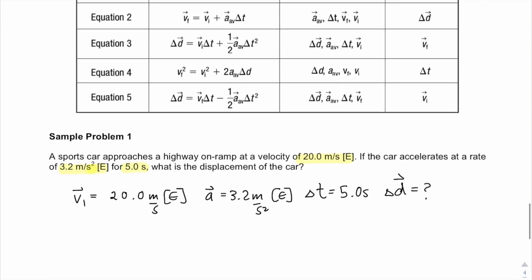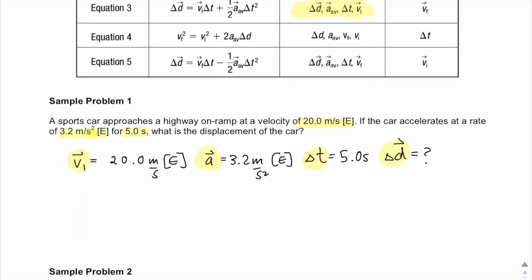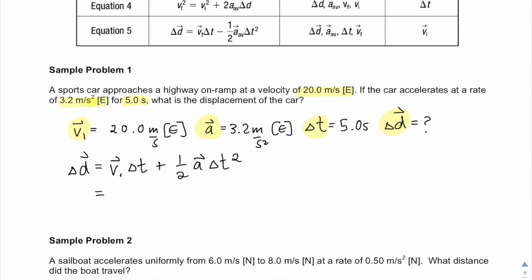So what we need to do is look at Table 1, find an equation that incorporates everything that's given and required. So V1, A, delta T, and delta D. If we look on the table, that brings us to equation number 3. That equation is delta D is equal to V1 delta T plus 1/2 A delta T squared. Sub in the values from above. Be sure to include the direction.